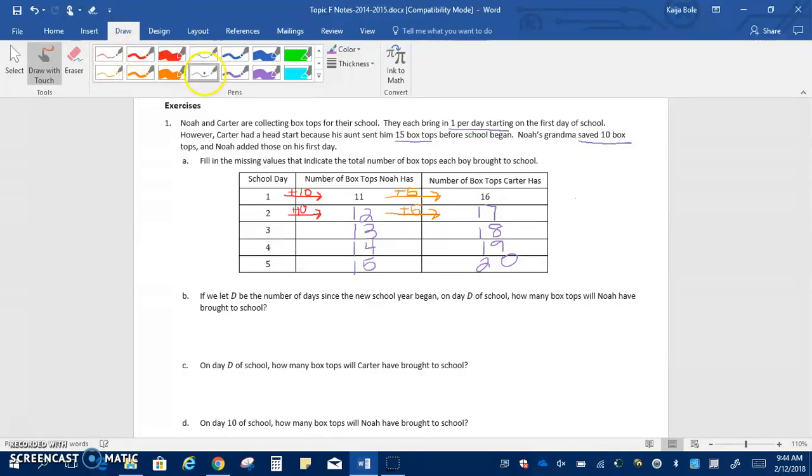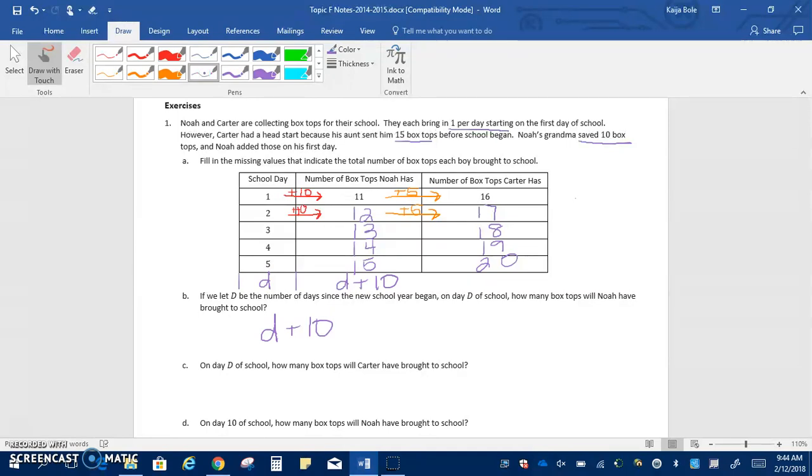B says, if we let D be the number of days since the school year began, on day D of school, how many box tops will Noah have? So I'm going to extend my table. This is going to be D here. How many box tops does Noah have? We know that you add 10 every time, so this would be D plus 10. So the answer would say D plus 10.